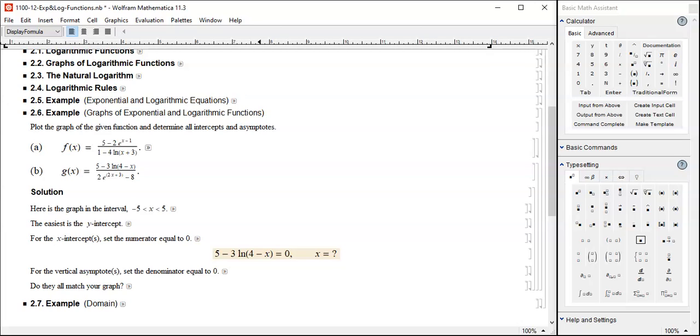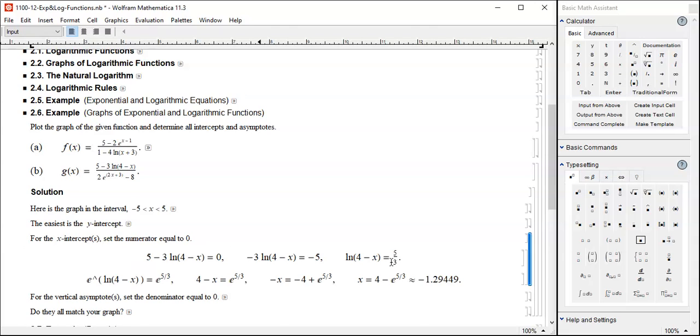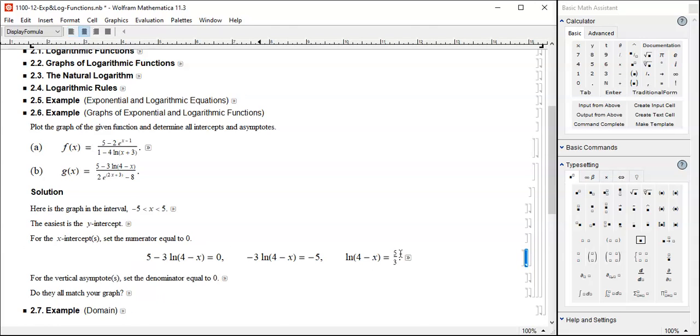Everybody tried? So solve for the logarithm and then take the exponential. Okay, here we go. Oops, I went a bit too fast already. So numerator equal to 0, and then solve for the natural logarithm. So move 5 to the other side and then divide by this 3. So we get 5/3. Alright. And then take the exponential of both sides, so that will remove this logarithm.